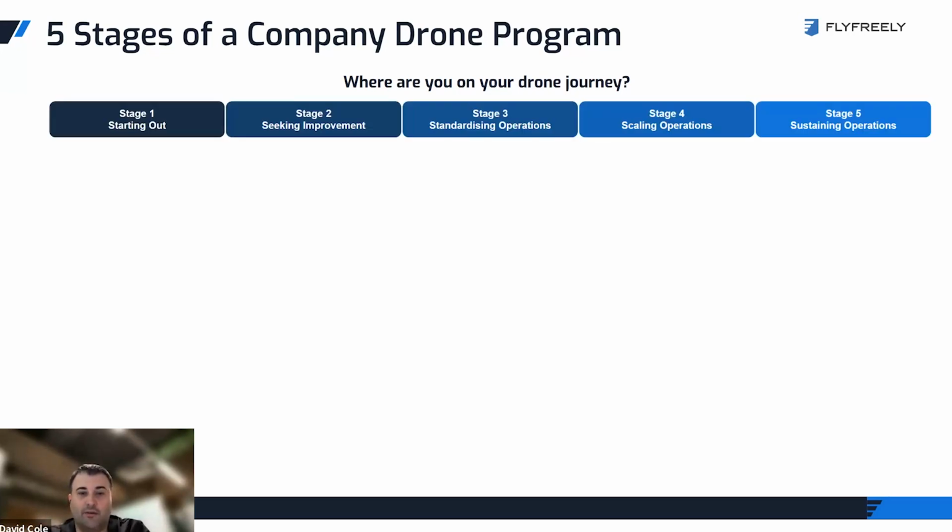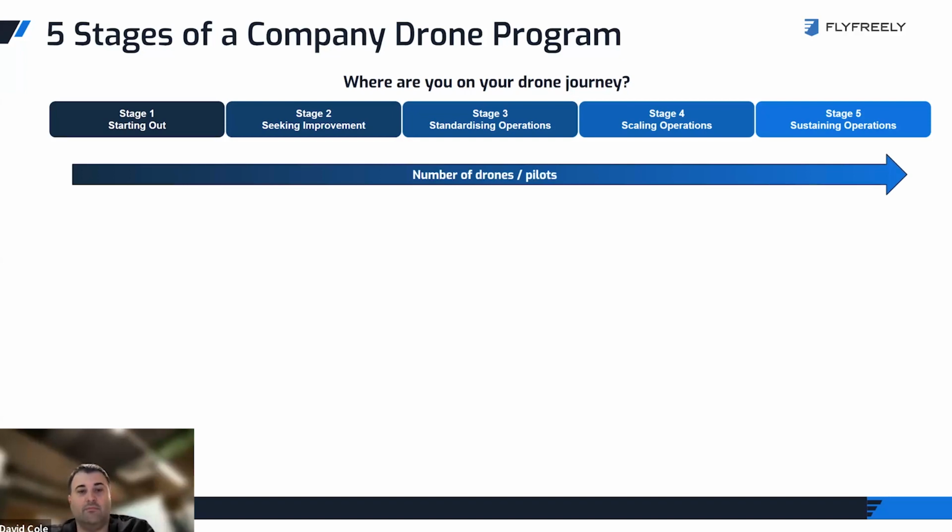Enough talking about it, let's see it. The 5 stages that we've come up with are essentially the 5 S's: starting out, seeking improvement, standardizing, scaling, and sustaining. There's a lot that can go on in these different stages. In essence, the number of drones and pilots will increase as you move up through the stages.